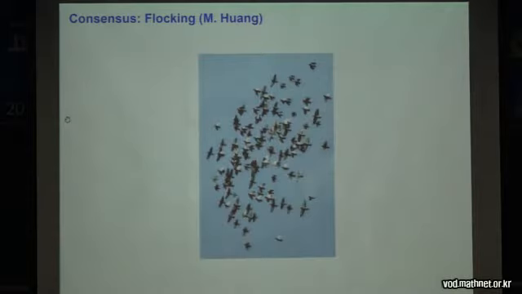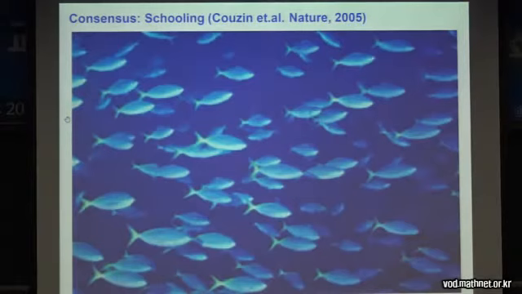If you look at this picture, it looks like it has nothing to do with diffusion or switching or anything, right? So it's actually flocking, a bunch of birds going in a certain direction. I'll say what I would like to say. The next picture comes from a paper that appeared in Nature 2005 by Couzin and his group. They were trying to study animal behavior, like fish and others.